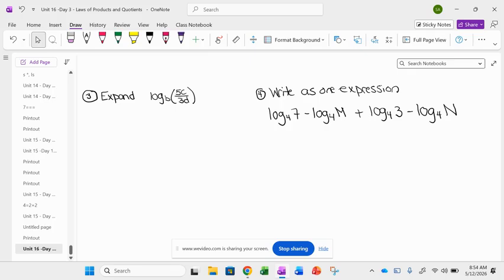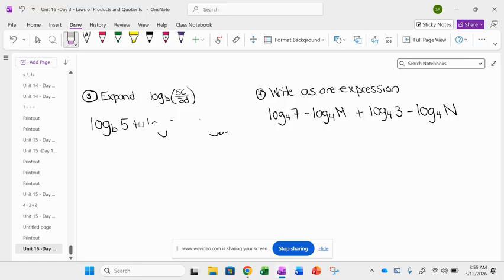Who needs another minute? Ready? Okay, can somebody tell me what you get for this expanded form? Charlie? Log b of c, and then minus log b of 3, and then minus log b of d.